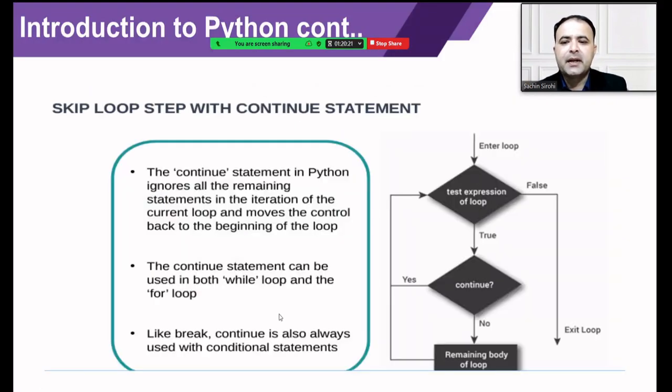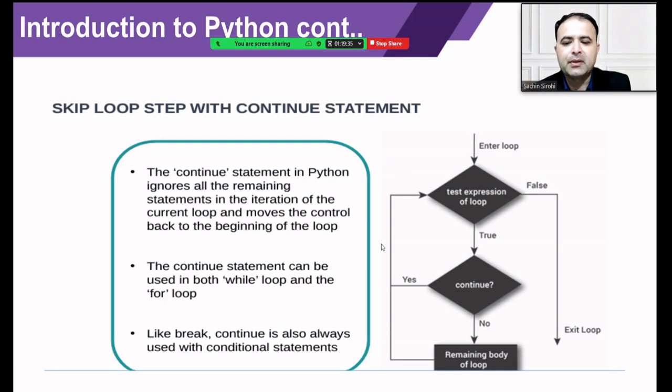Now, skipping a loop iteration with the continue statement. The continue statement in Python ignores all the remaining statements in the current iteration of the loop and moves the control back to the beginning of the loop. Obviously, it will skip when you try again. When the condition is not satisfied, it will not terminate the loop. It will skip this particular step. You can see the diagram. Test condition: if the test condition is true, it will execute again. When the condition becomes false, it will stop.